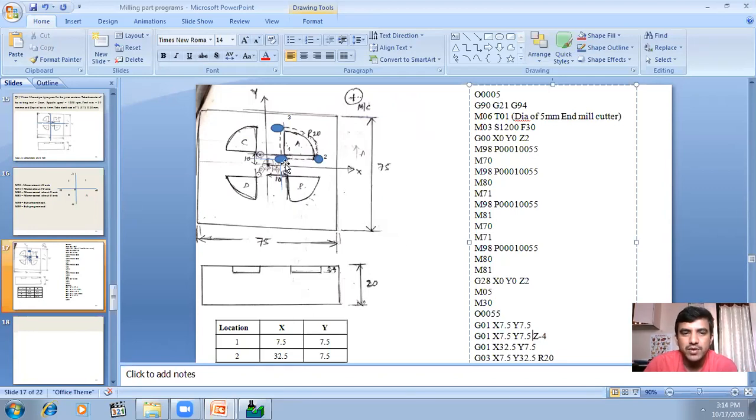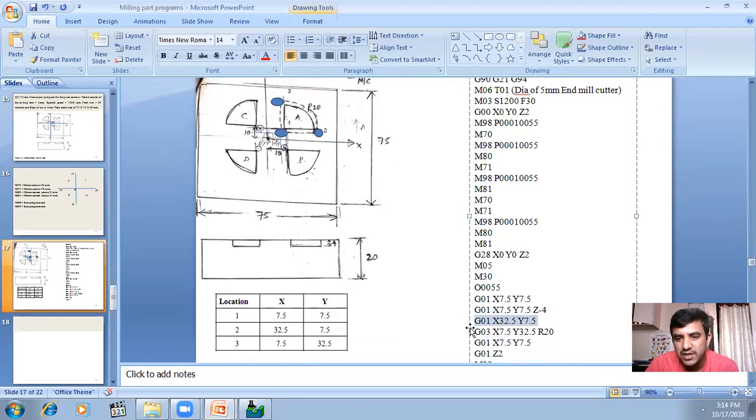Now the cutter will remove the 4 mm depth. Then move the cutter from 1 to 2. What type of motion is it? A linear motion, so G01. What is the second location? The coordinate for the second location is X 32.5, Y 7.5. G01, X 32.5, Y 7.5. After this, move the cutting tool from 2 to 3. What type of motion is it from 2 to 3? A circular interpolation in the counterclockwise direction, that is G03. What is the end coordinate?